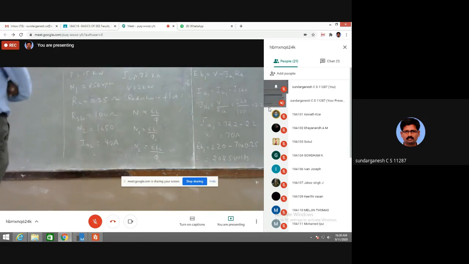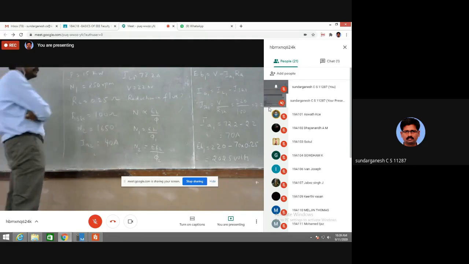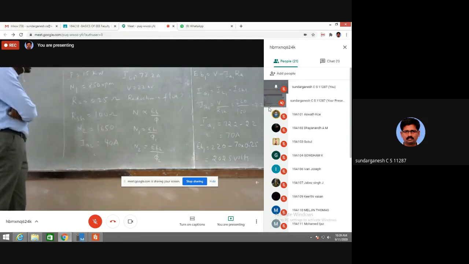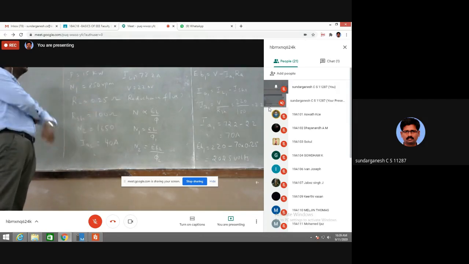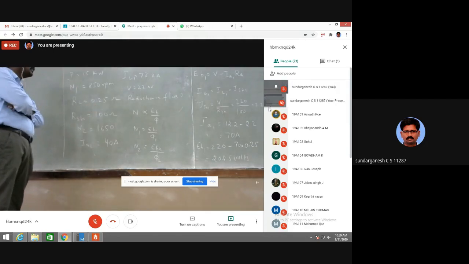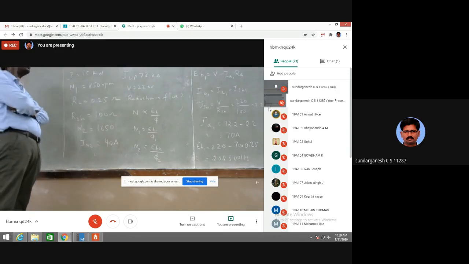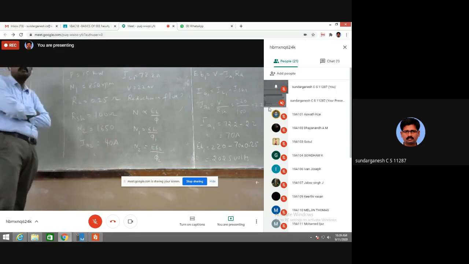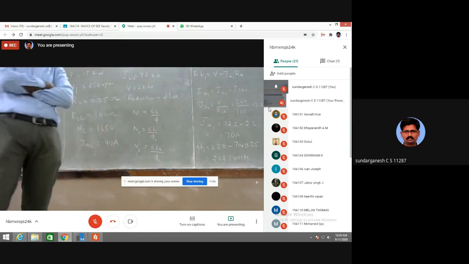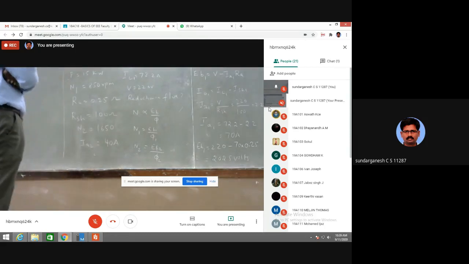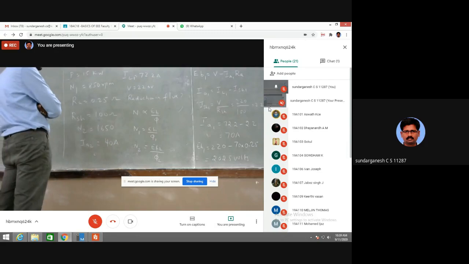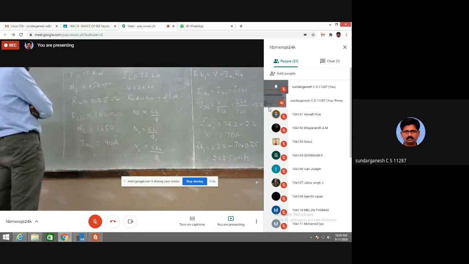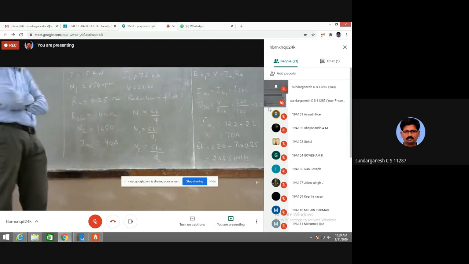Here there is a value, power equal to 15 kilowatt. It is not used anywhere. So this parameter is not useful for this particular problem. All the parameters are not needed for a particular solution, so depending upon the question, you have to move forward. The remaining values are used in this direction, but this 15 kilowatt will not be used anywhere.